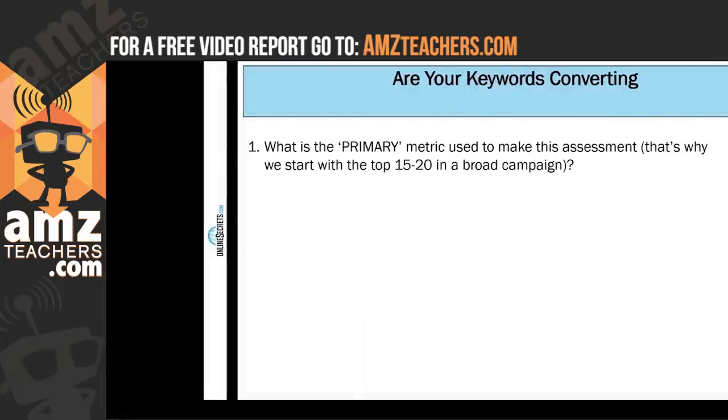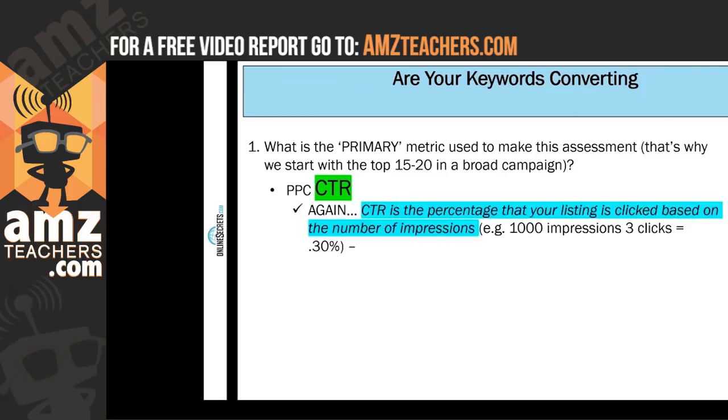All right, so what's the primary metric? Now you've heard me say this a million times, but not everyone's listening, so I'm going to say it again, 1,000,001. The primary metric used is the click-through rate on pay-per-click. You have to do pay-per-click to determine what keywords are generating the most profitable results.